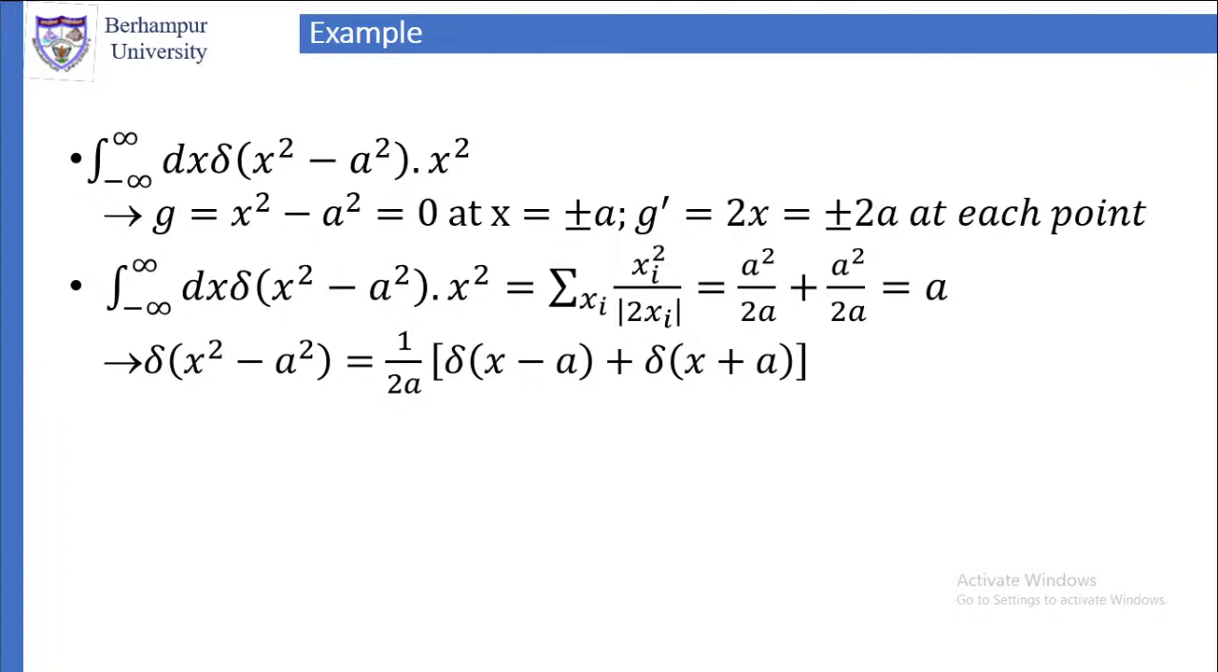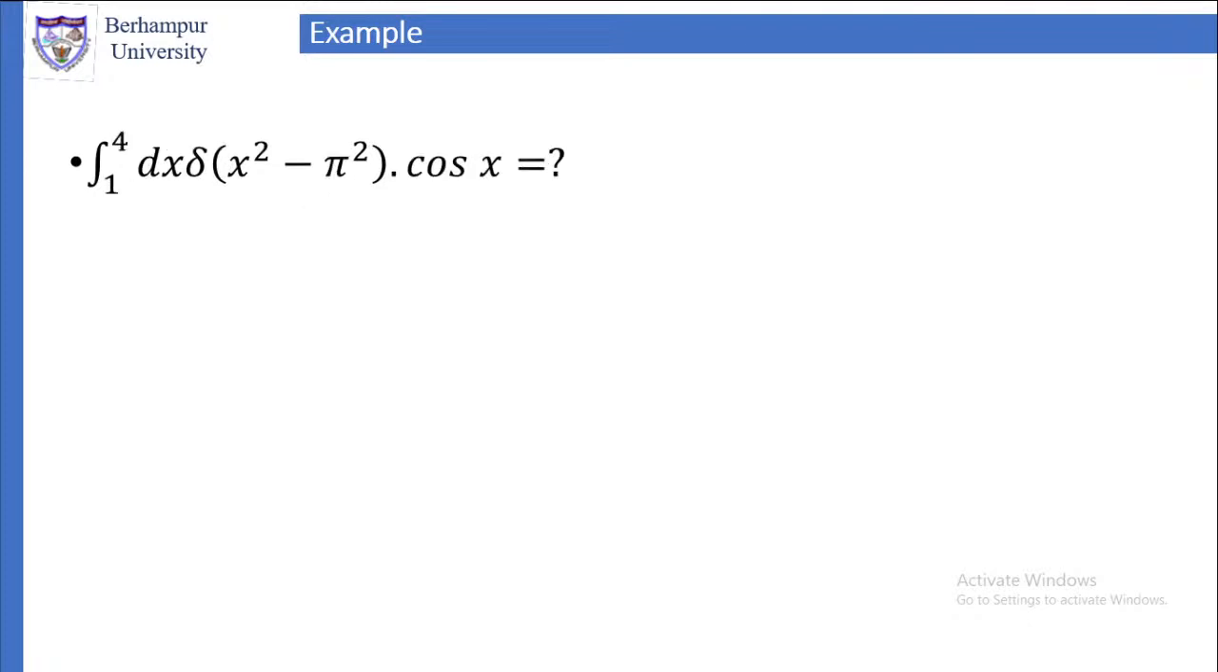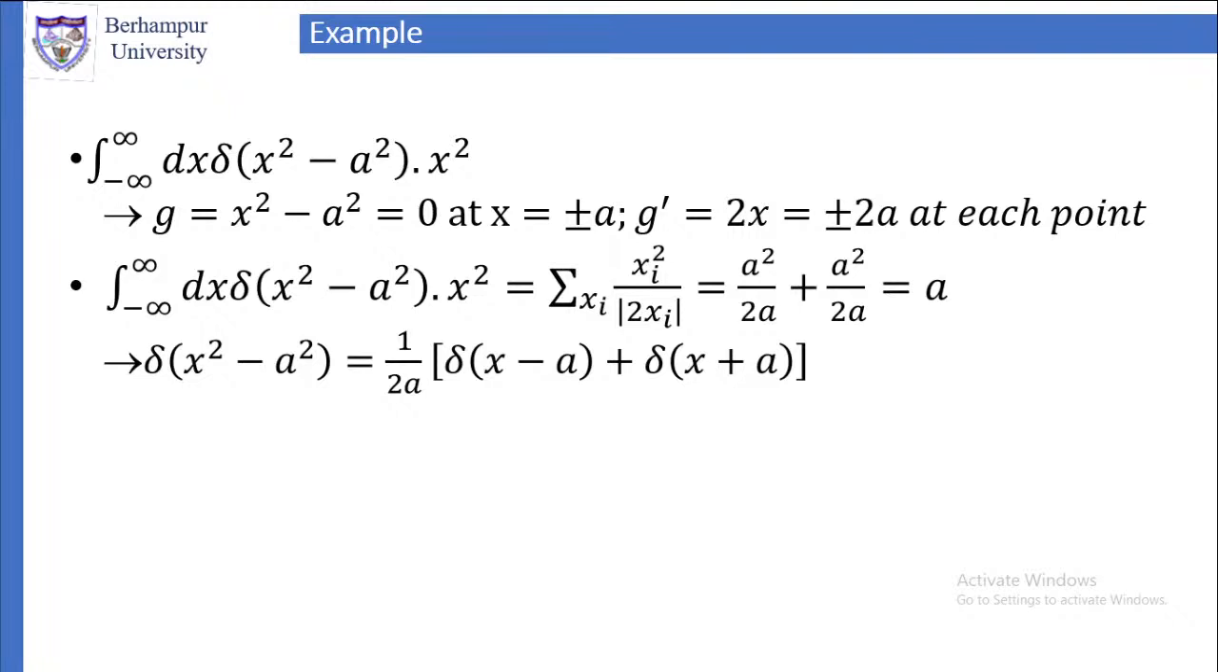Now you know what this implies. This implies that we can write delta(x² − a²) is equal to 1/2a times [delta(x − a) plus delta(x + a)], which you can see from the above integration. In the integration, what we have got for dx delta(x² − a²) x² is a²/2a plus a²/2a. So take 1/2a common, and what is left is a² plus a².